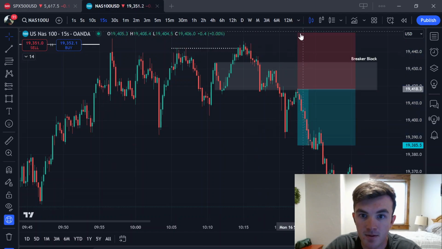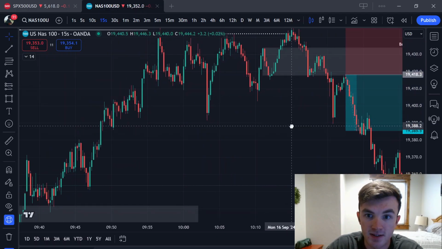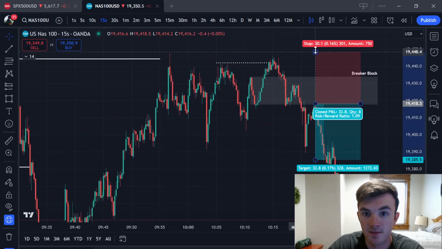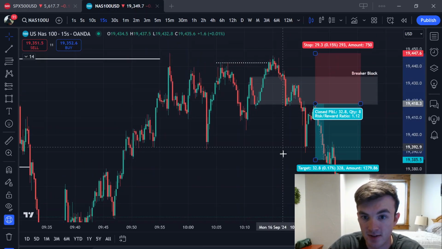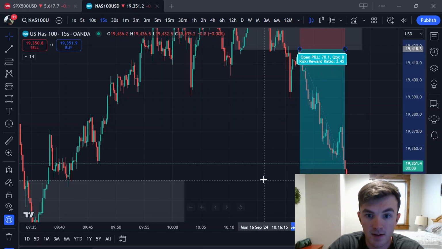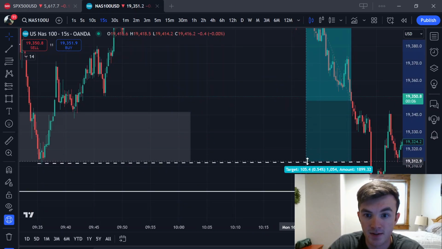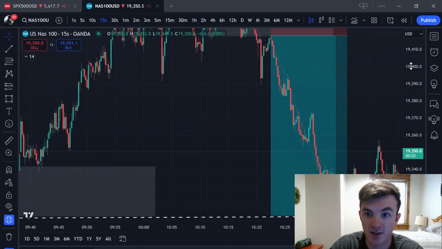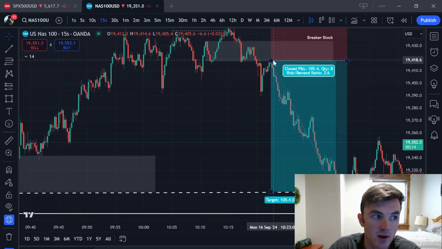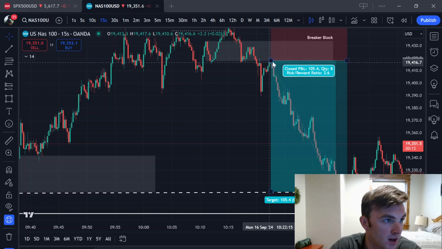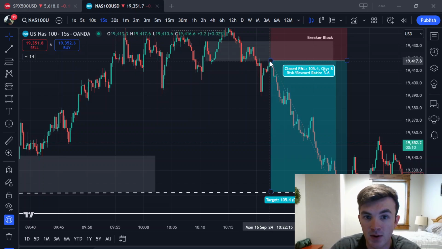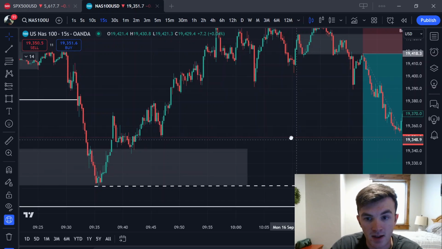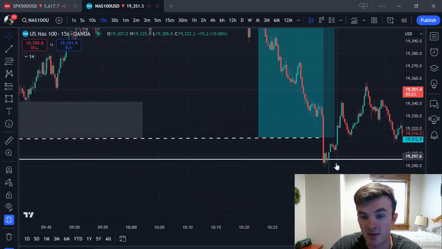Boom. Entry right there. Stop loss above the high, or you can put it above the breaker block, just depending on your personal preference. And then targeting this low. And this is also like a 3.6 to 1 risk reward trade. And you can see this one was a sniper entry. Perfect reaction off the breaker block. Boom. Straight down. And then we went and hit this 4-hour order block.